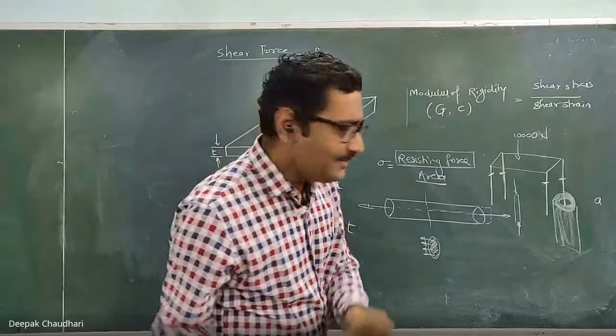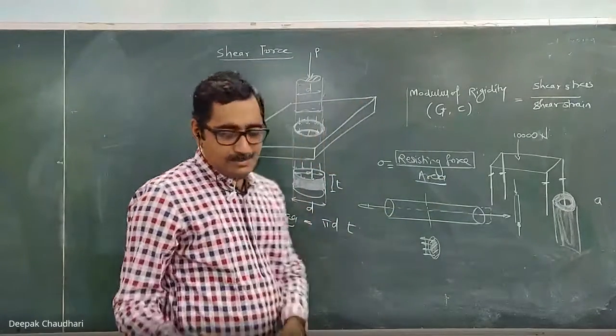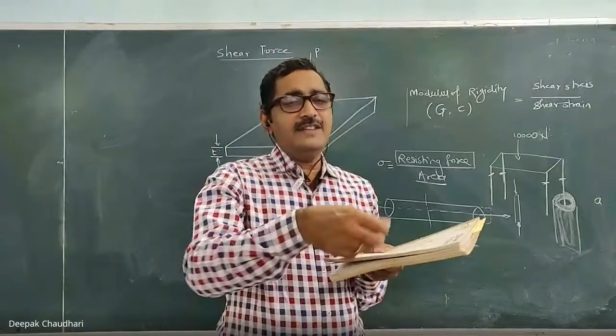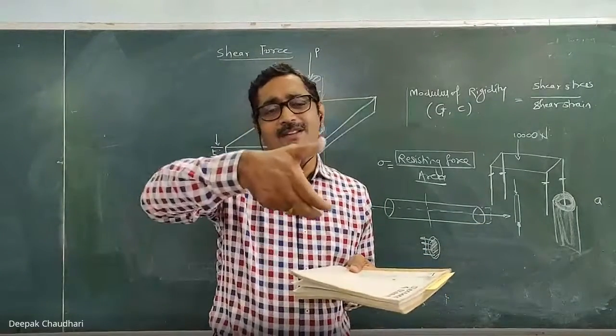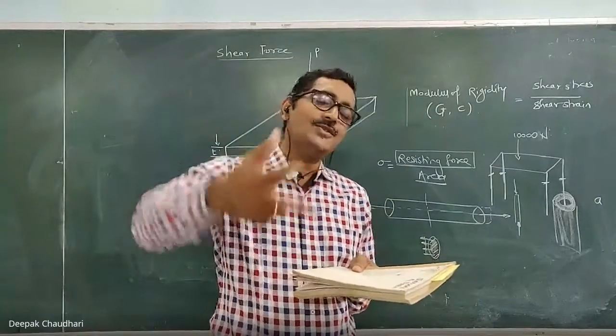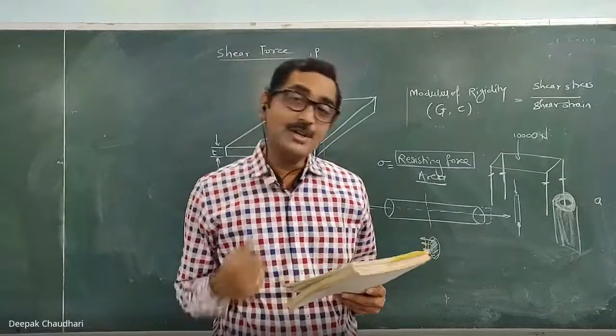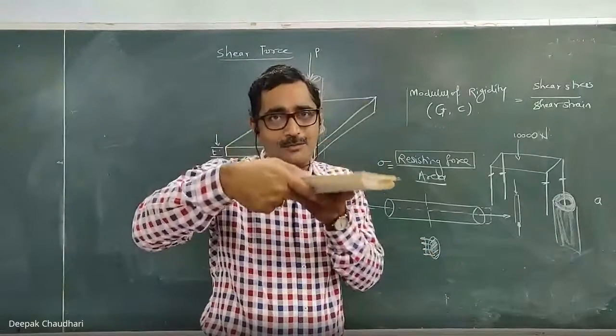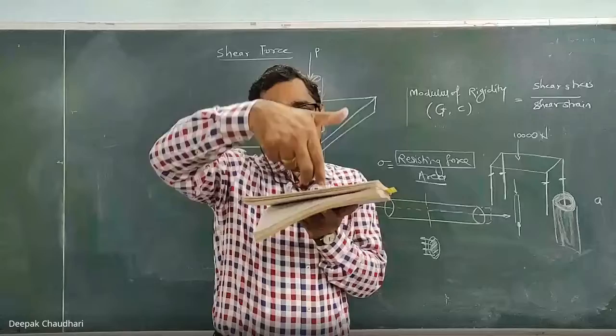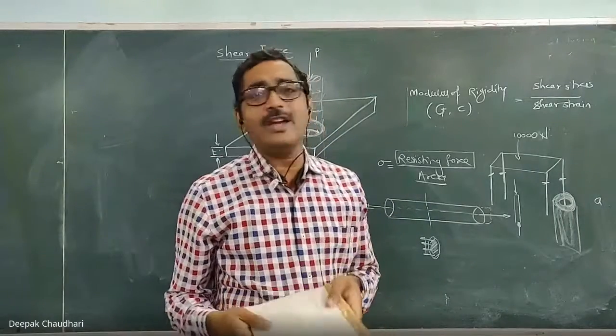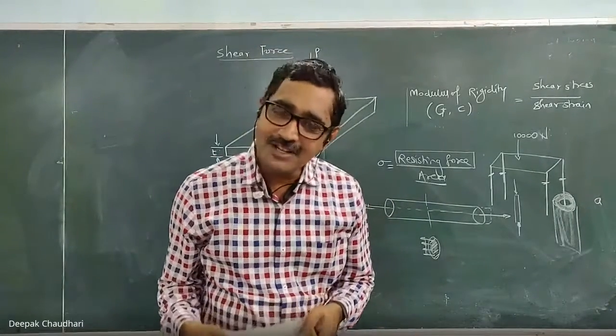Same thing happens if you want to punch the hole. If fewer papers are there, by applying manual force you can easily punch the hole. But if the number of papers is more, and if you apply the same force, you cannot punch. Why? What's the reason?